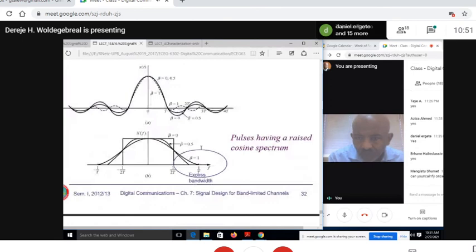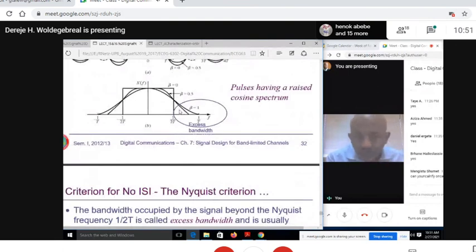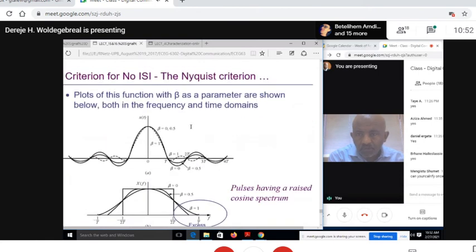Okay. So this is a plot of a raised cosine filter in frequency domain. As I said, you have a parameter beta. When beta is zero, a raised cosine filter will degenerate into an ideal rectangular filter. And as the value of beta increases from zero to, say, 0.5 and then 1, we get an extra region, which we call the excess bandwidth. Of course, this is a plot of the raised cosine filter for different values of beta.